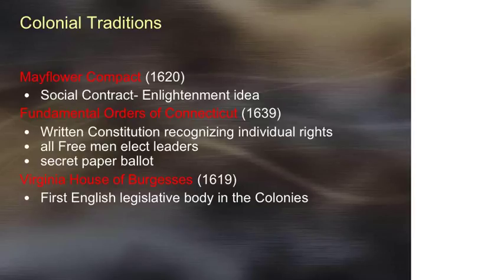So, for example, the Mayflower Compact. If you'll remember, that was the Pilgrims coming over on the Mayflower. Let's agree to work together for the good of each other. That's really an Enlightenment idea. A social contract is the way it's described. Now, how much the Pilgrims were actually aware of John Locke's ideas on the Enlightenment, I'm not real sure, but it is after John Locke has already written about the social contract, so it probably has been somewhat influenced by that.